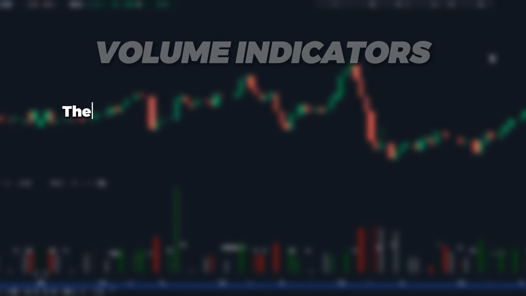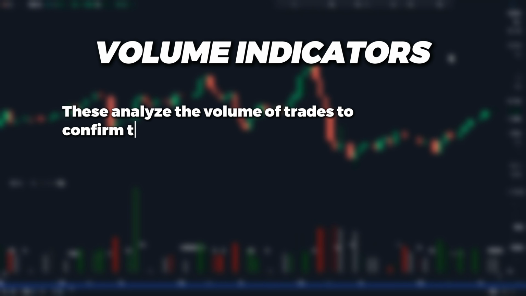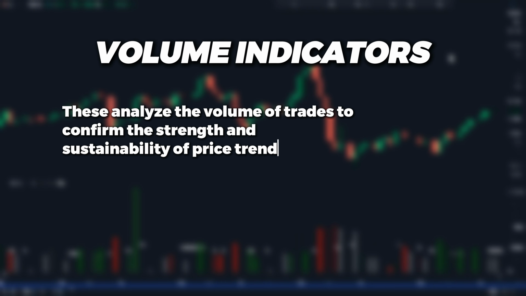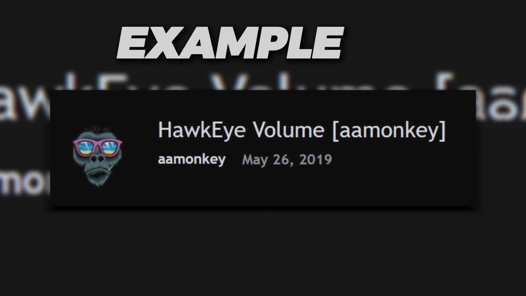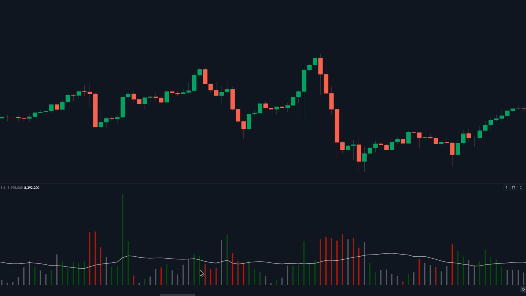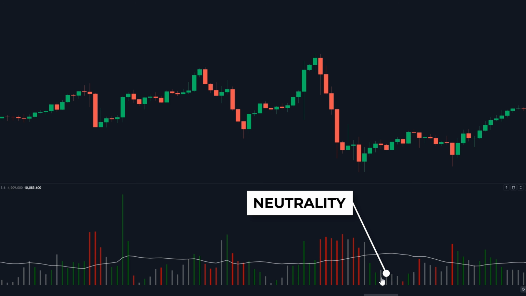Volume indicators. These analyze the volume of trades to confirm the strength and sustainability of price movements. Example, the Hawkeye Volume Indicator. This uses histogram bars and a moving average to track the volume of the market. Green bars indicate bullish volume, red bars indicate bearish volume, but gray bars indicate neutrality or a lack of volume in the market.